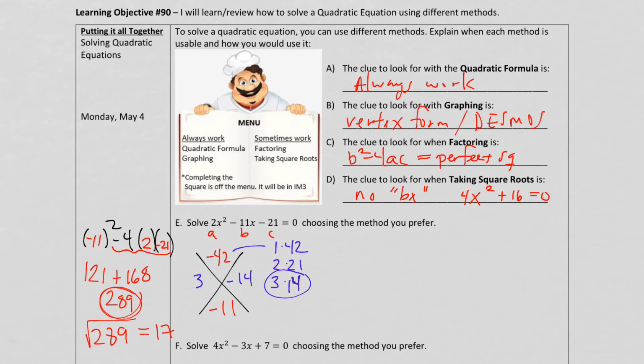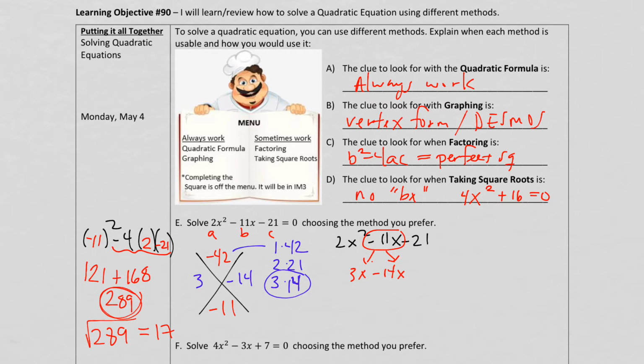So now write the original equation, 2x squared minus 11x minus 21. Remember that the whole point is to split the bx term into two terms, 3x minus 14x.